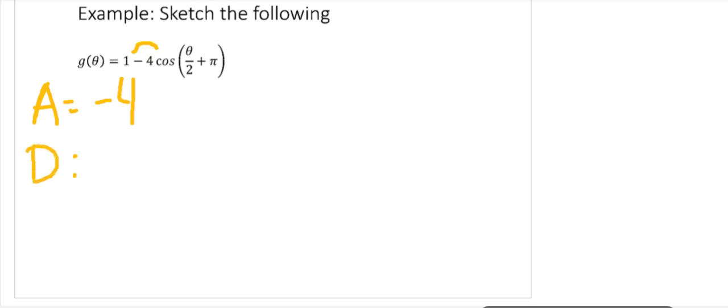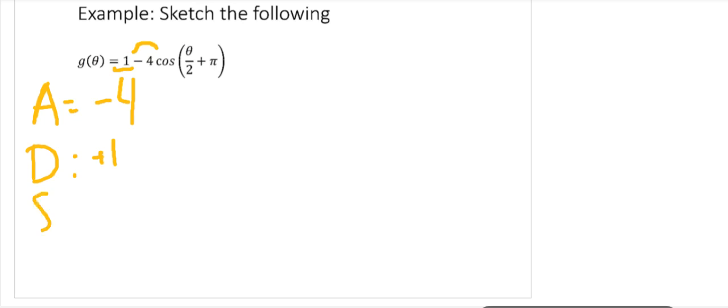D is equal to the number that is separated from the cosine or sine. If you notice, the 1 is separated from it. It's not next to it being multiplied. It's not inside the parentheses. So now, that 1, is it positive or is it negative? Well, there's no negative in front of it, so that means it's a positive 1. And then, yeah, that's pretty much all we could do.